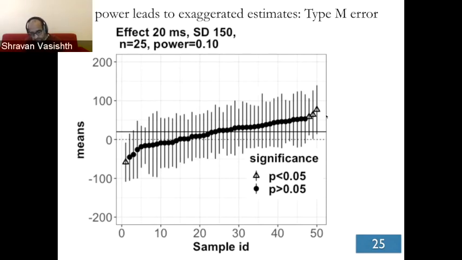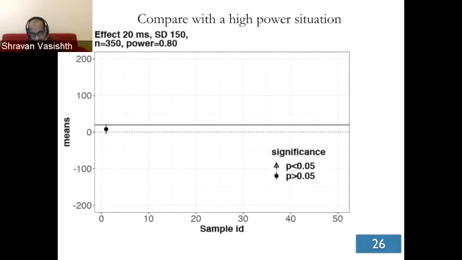Right? So just to show you what happens when power is not low, when we are in a very good situation of having 80% power. So we have an 80% probability of detecting the effect if it's actually there. If I now run the experiment repeatedly and mark the significant effects with a triangle and non-significant with a circle, you'll see what happens now.